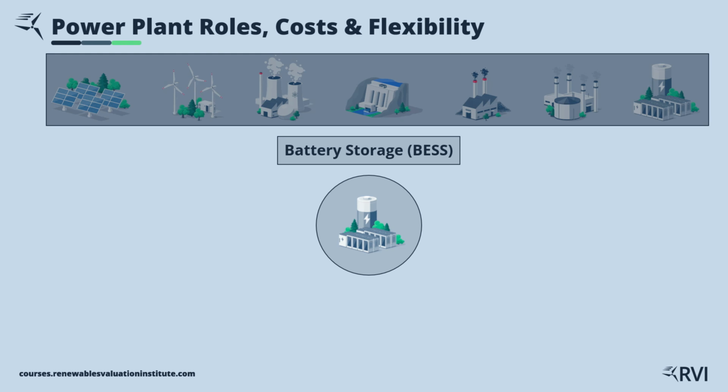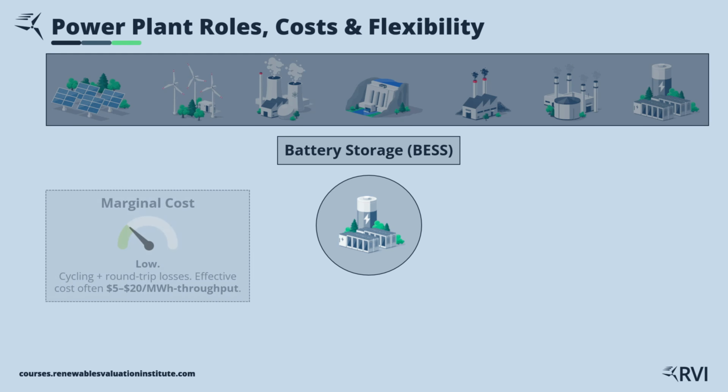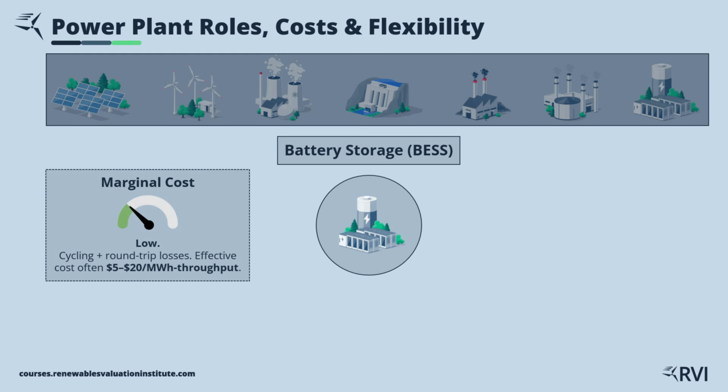What the system needs is something that can store the excess energy and feed it back during peaks, and that's exactly what battery storage does. On a marginal basis, BESS or battery energy storage systems are low, but not zero cost. Every cycle has degradation and efficiency losses. Round-trip efficiency is about 85 to 92%. So think of an effective $5 to $20 per megawatt hour of throughput.